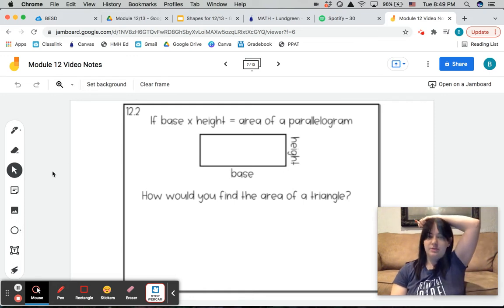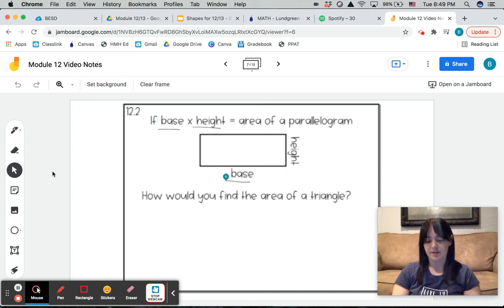Okay, so if the area of a parallelogram equals base times height, right? We have base and we have height. How would we find the area of a triangle? Okay, so let's take our rectangle here, which is a parallelogram, and we do what we just did in the previous slide where we cut it down the middle like this. Okay, and I only want to know the area of one of those triangles, just this one. I only want to know the area of that triangle.